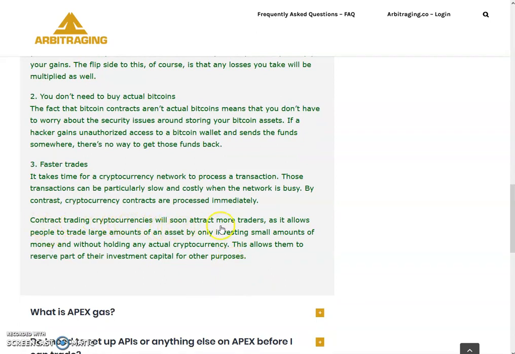Contract trading cryptocurrency will soon attract more traders, as it allows people to trade a large amount of an asset, only investing a small amount of money and without holding any actual cryptocurrencies. This allows them to reserve part of their investment capital for other purposes. So it is saying that contract trading will soon get more investors, because it only asks for a small investment for a big investment, since you are borrowing the money through leverage trading. It also saves time because you don't have to have the actual cryptocurrencies, and you can reserve your investment for other purposes too.